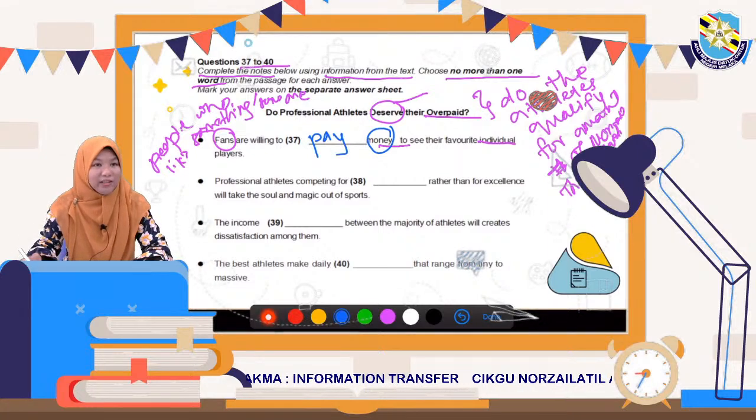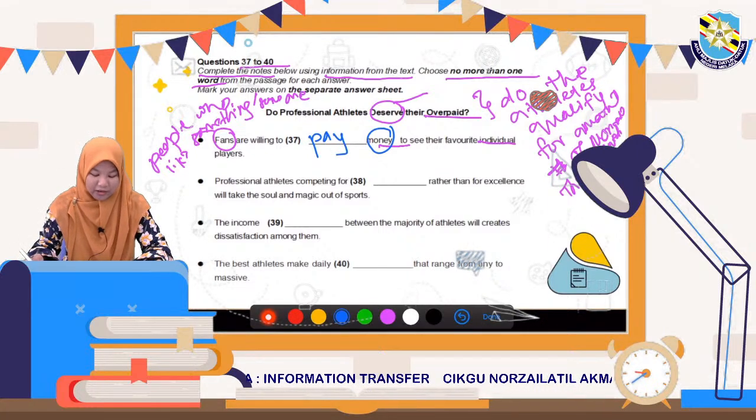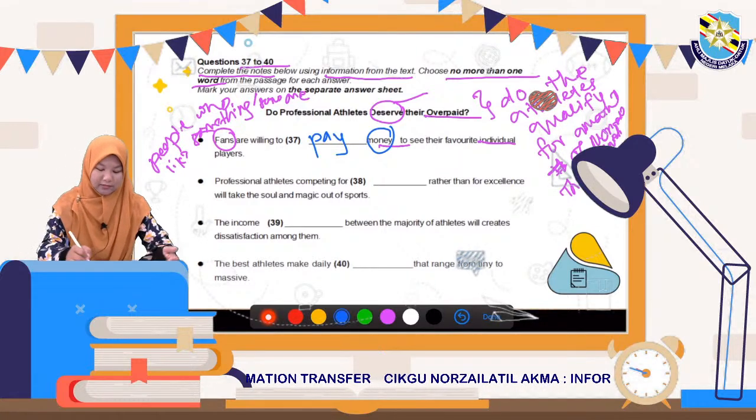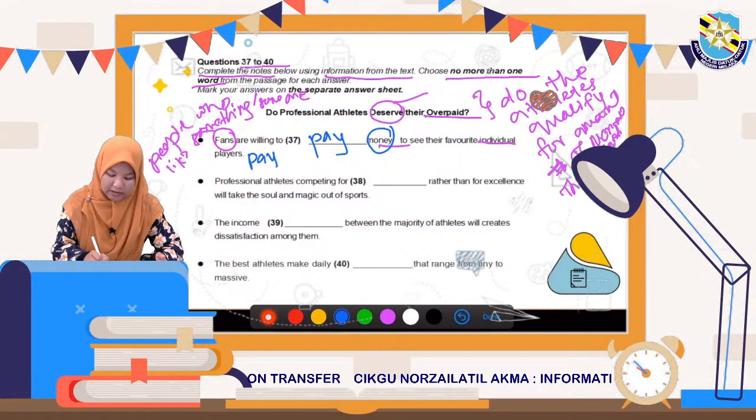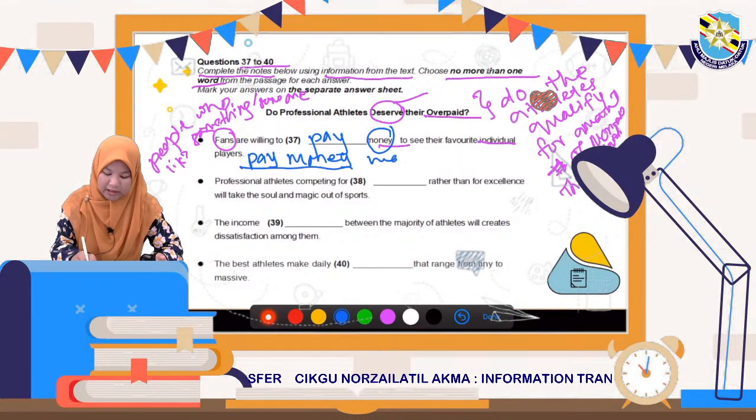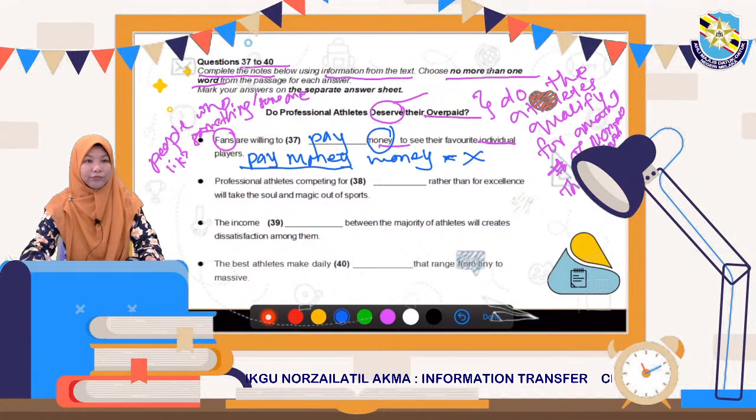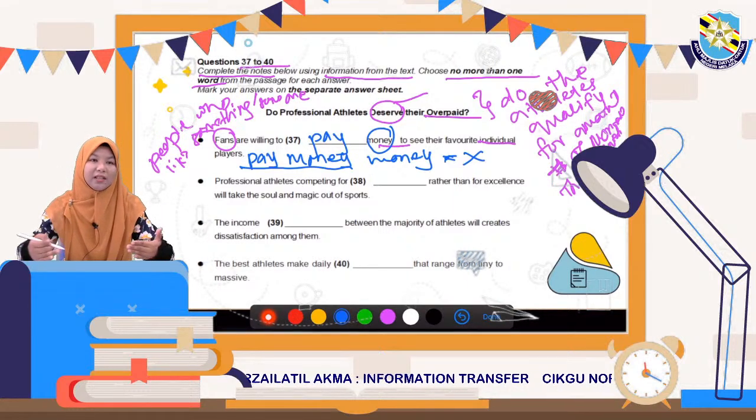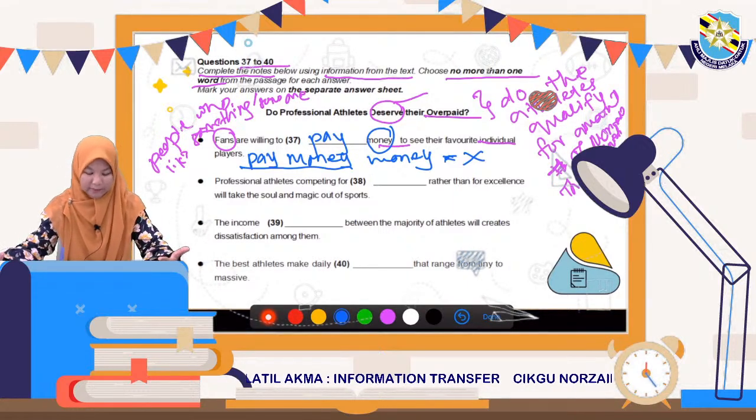Yes, that's right, Muaz Aiman. Good job. What happens if you put pay money in the blank? If you put pay money, it will become redundant. Pay money, money. So your answer will be 0. That's how it rolls. That's how the rules of marking are.